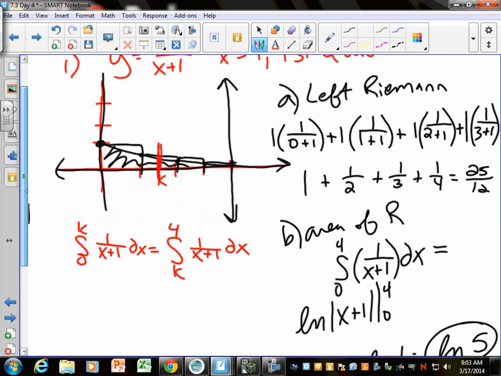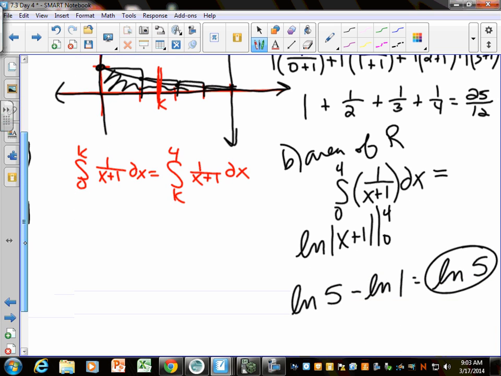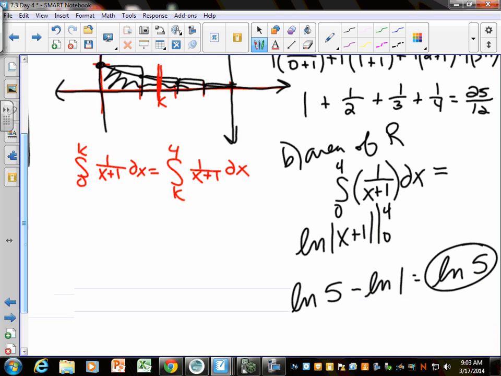Definitely there are points on this for just the setup. If you got this part, you would get points for this. And then you have to integrate this. Now k is going to be in our problem that we have to solve for, right? So this would still be ln of x plus 1 from 0 to k, set equal to ln of x plus 1 from k to 4.